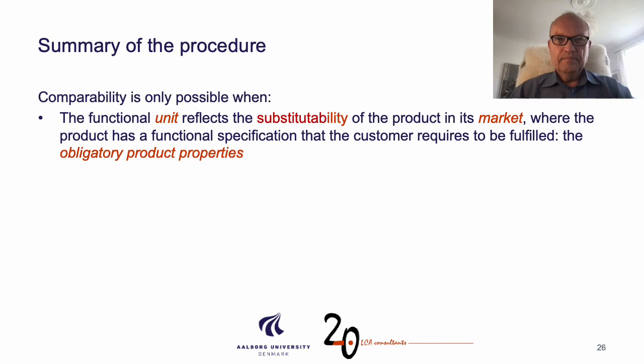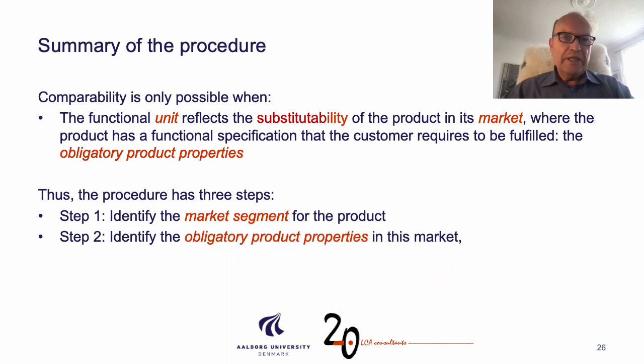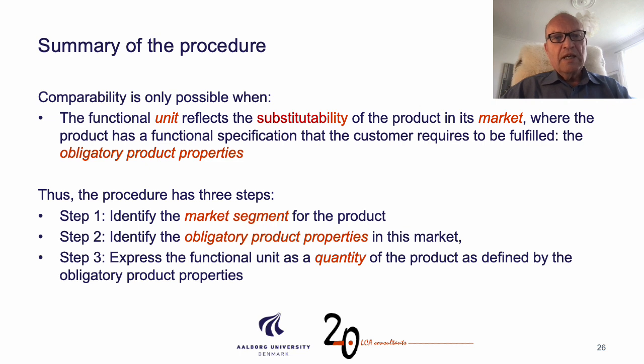So to summarize the procedure, comparability is only possible when the functional unit reflects the substitutability of the product in its market, where the product has a functional specification that the customer requires to be fulfilled, what we call the obligatory product properties. Therefore, the procedure has 3 steps. First, you identify the market segment for the product. Then you identify the obligatory product properties in this market. And finally, you express the functional unit as a quantity of these obligatory product properties.